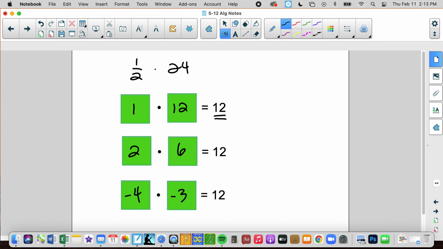So there's nothing that I can assume. Let's move this one over. There's nothing that I can assume if I have an unknown times an unknown that equals 12. There's nothing that I know about these boxes. It can be any number.